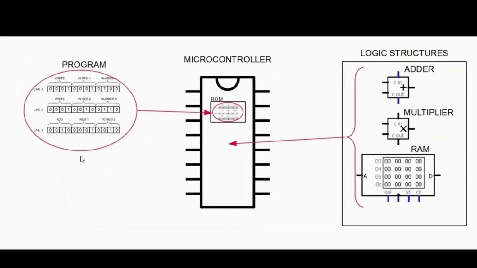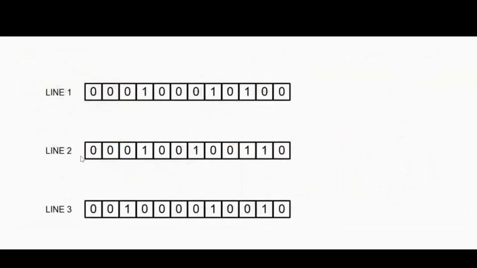A program is stored inside the microcontroller's internal memory, and it can be transferred into the microcontroller through programming pins that are specially made for this purpose. You can think about a program the same as you would think about lines of zeros and ones. Each line of the program has a predefined length, and each part of the line has its own meaning.